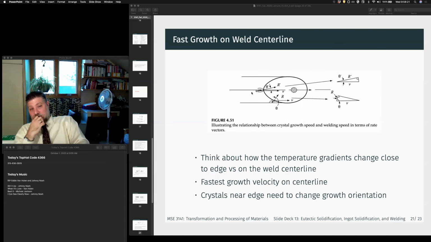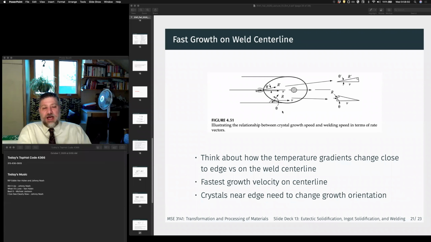If we think about what's happening, the temperature gradient close to the edge of the weld looks very different than on the weld center line, right? So there'd be more deformation towards the edges then? Not necessarily, I guess it all depends on what you mean by deformation, right?